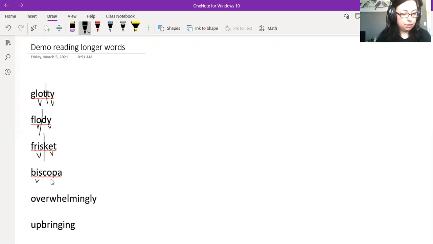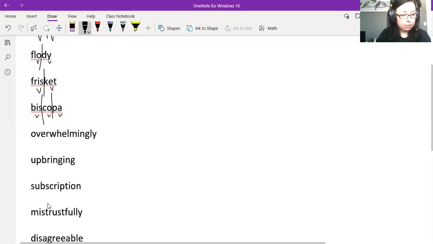So vowel here, vowel here, vowel here. So this will have three syllables. So now I'll go, there's two between, so divide it here and then move here. The P will probably go with the second syllable. Try reading it. Biscopa, biscopa. Now I know that A at the end of the word says a. It goes to a schwa, so it will say biscopa.